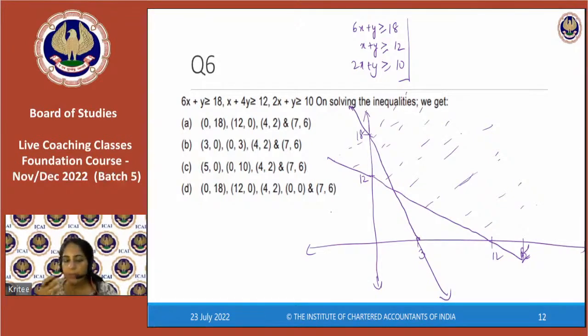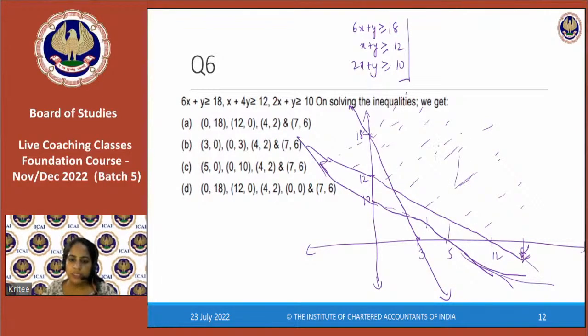2x plus y to be greater than or equal to 10. That is, when x is equal to 0, y is 10. And when y is 0, x is 5. So somewhere here. Not exactly parallel, but yes, it is going somewhere. It is going to meet somewhere here. Anyways, at one point, definitely.